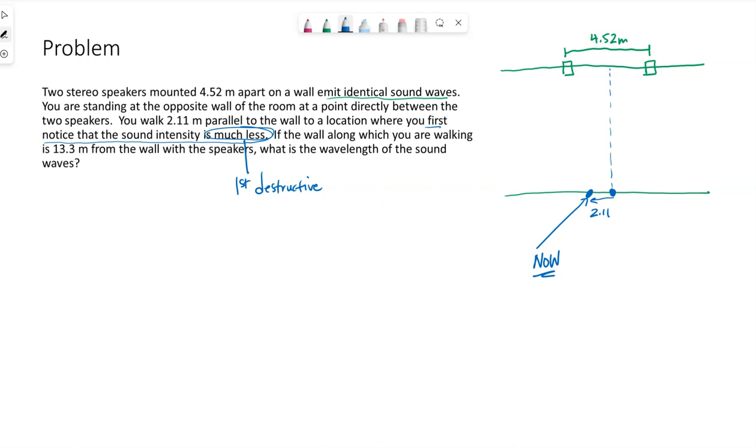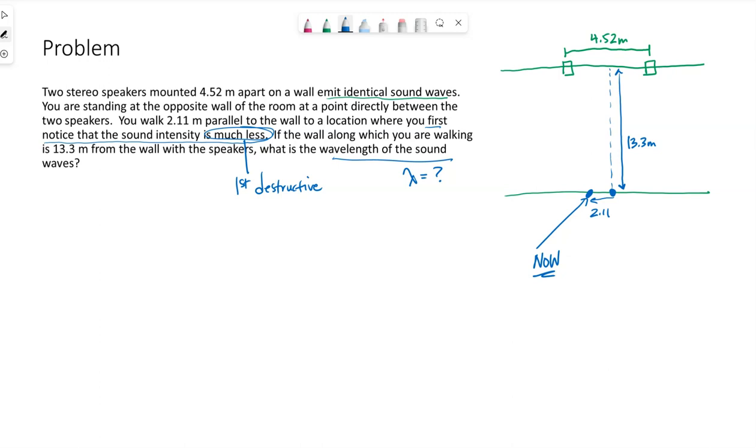So if the wall along which we are walking is 13.3 meters from the wall with the speakers, so this distance is 13.3 meters. We want to find the wavelength of these sound waves that are destructively interfering at this location.